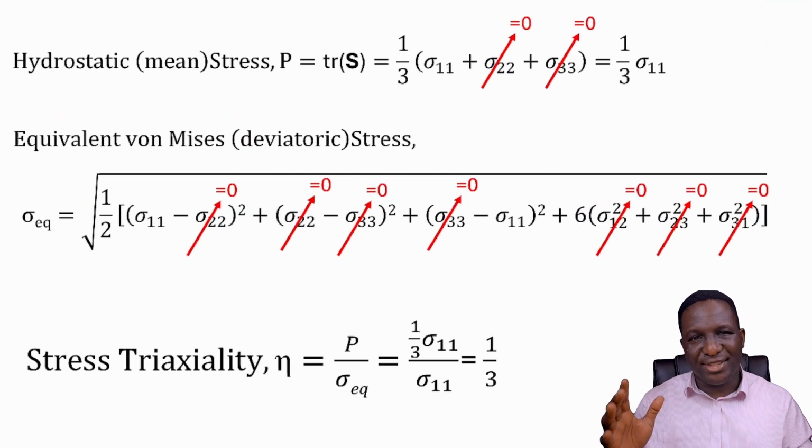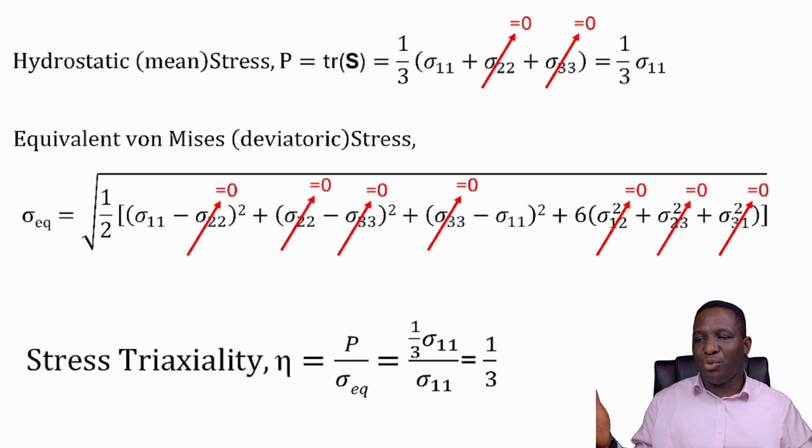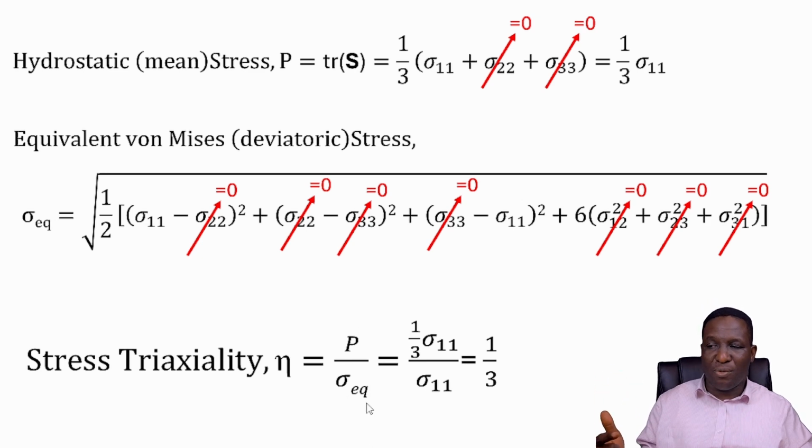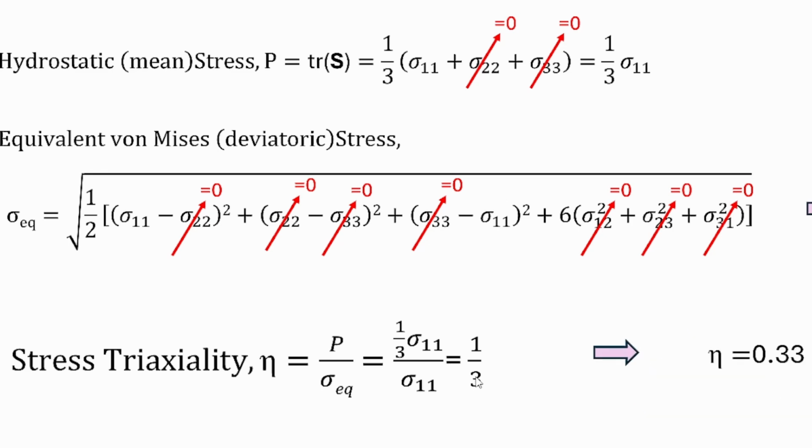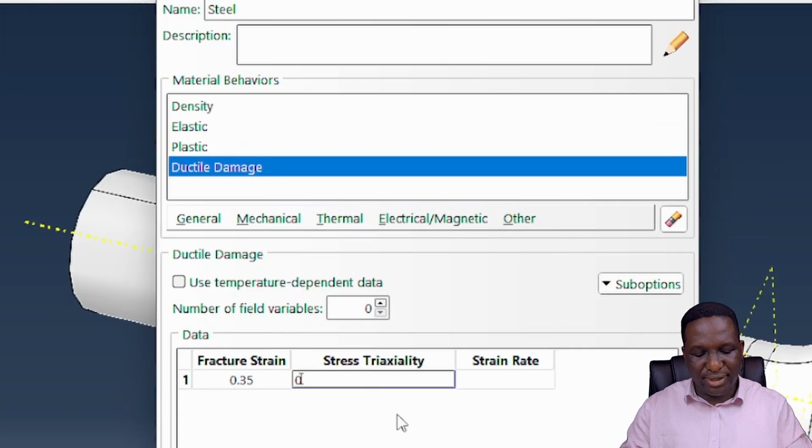So we can then work out what the stress triaxiality would be, which is the ratio between P and sigma equivalent. So 1/3 over 1, leaving you 1/3, which means the stress triaxiality for a simple tensile test, as we are trying to do here, will give us 0.33. So we're going to put that in ABAQUS, which is here, and we'll put 0.33.